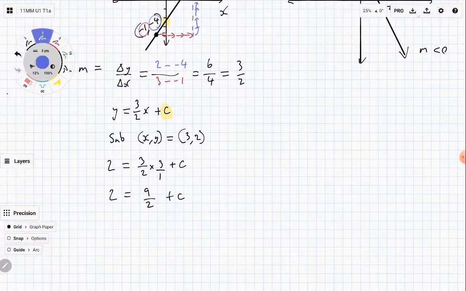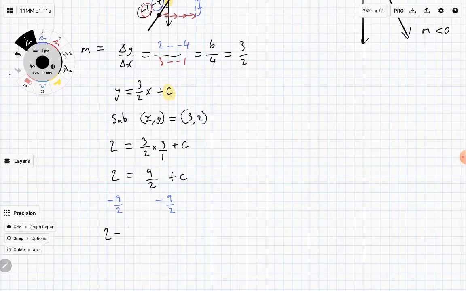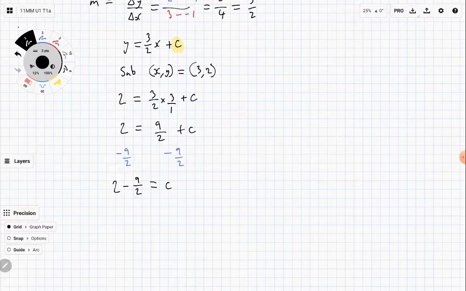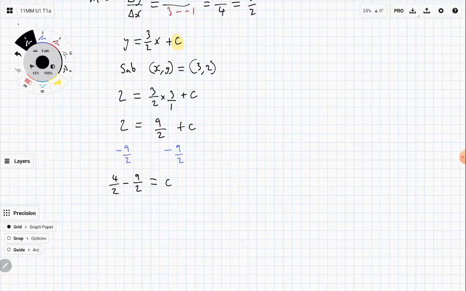Subtract 9 on 2 from both sides. 2 minus 9 on 2 is equal to c. Now some of you might look at this and get a little bit scared, but I promise you fractions are not that hard. I need them both to be over 2, so I'm going to rewrite 2 as 4 on 2, because it's the same as 4 halves. And now I can just subtract, so we get negative 5 on 2 is equal to c. And so my final equation is y is equal to 3 on 2x minus 5 on 2.